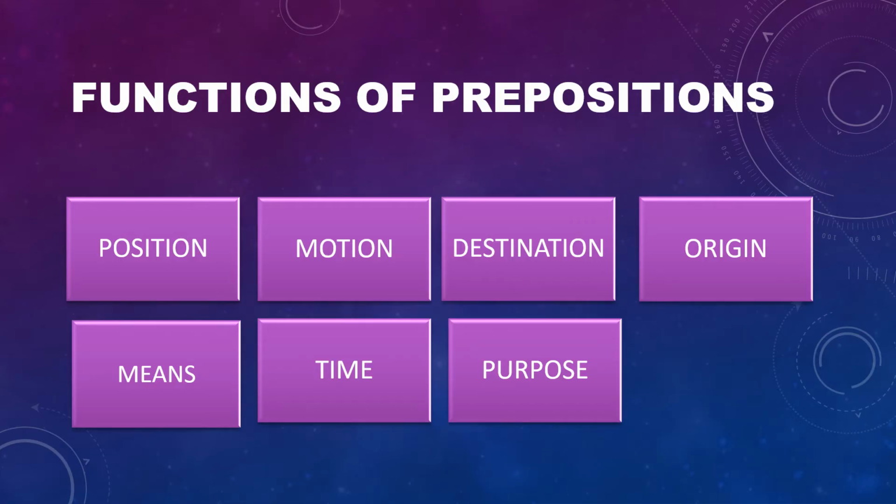Okay, so now we are going to learn about the functions of prepositions. We have already learned that prepositions show the relationship between 2 nouns or 2 pronouns, or a noun and a pronoun. Now, what functions do they perform? As in what relationship? They might show the position, the motion, the destination, the origin, means, time, purpose. So these are the basic functions, 7 functions that prepositions perform. Now, if these look a little confusing, I'm going to show each one with an example, and then it will be crystal clear to all of you. Yes, ready for it, students?